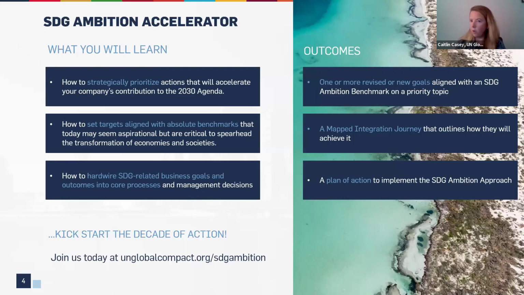So then coming out of the program after 6 months, and I already see some questions coming in on this end, we would hope that every company would have at least one either new goal or revised goal aligned with that level of ambition set by the 10 benchmarks we've already come out with, coupled with what we call a mapped integration journey that really outlines how you would practically achieve it through that technology landscape, as well as a plan of action for the targets and sub goals that you would be seeing.